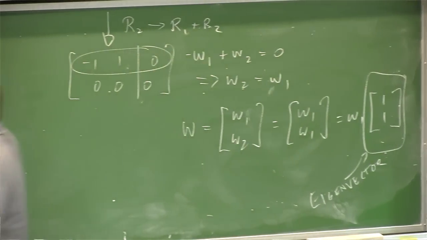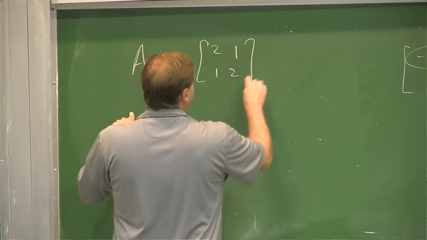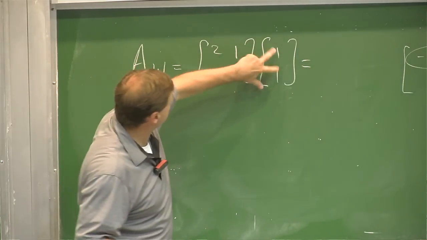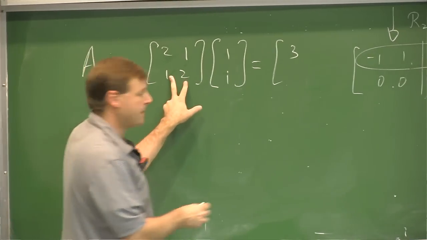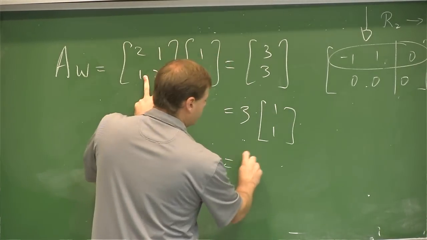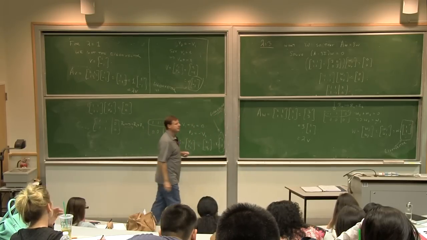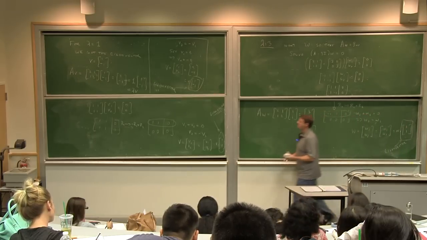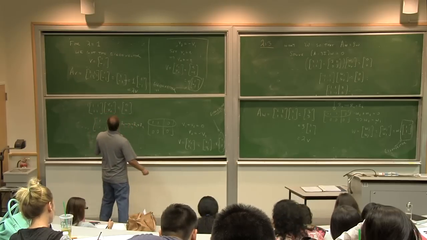And you can check that. If I do AW, that's [2, 1; 1, 2], and W is [1; 1]. Look what happens when I do this multiplication. I get 3 on the top, and then I get 3 on the bottom. And that's 3 times [1; 1], which is lambda v. So in fact, we have found the eigenvector associated to that eigenvalue.